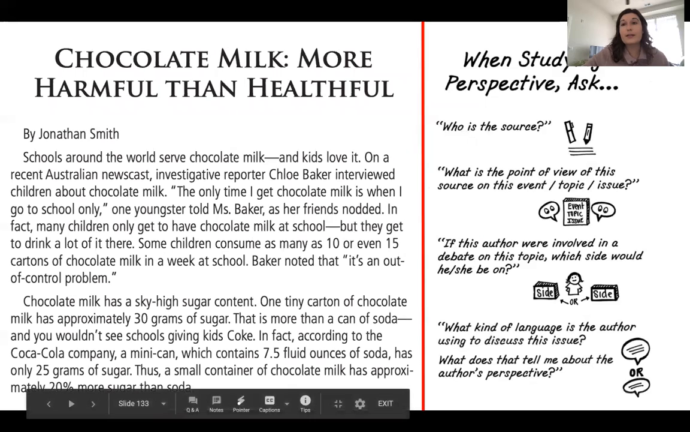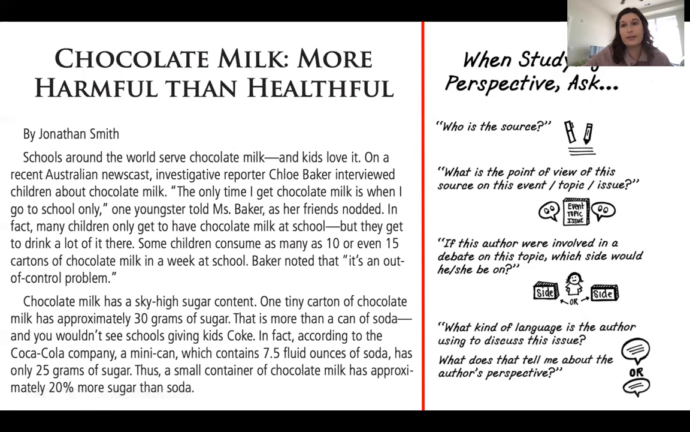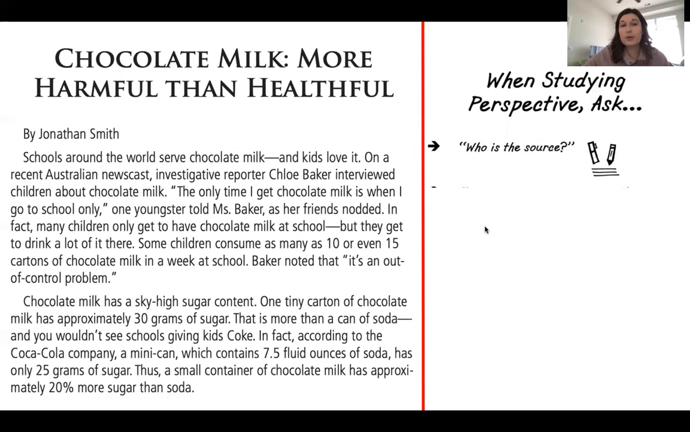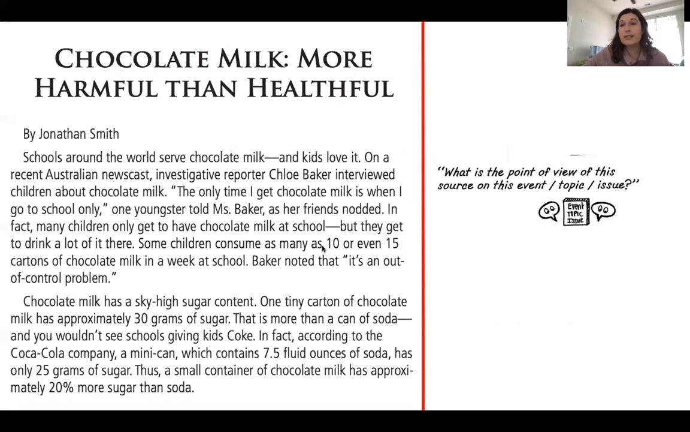After reading this article, we can use our anchor chart to help us study the perspective of the author. So when studying perspective, the first question is, who is the source? Who wrote this article? Pause the video. The next question is, what is the point of view of this source on this event, topic, or issue? So the source, Jonathan Smith, what would you say his point of view or his perspective is on this topic of chocolate milk in schools? Pause the video.